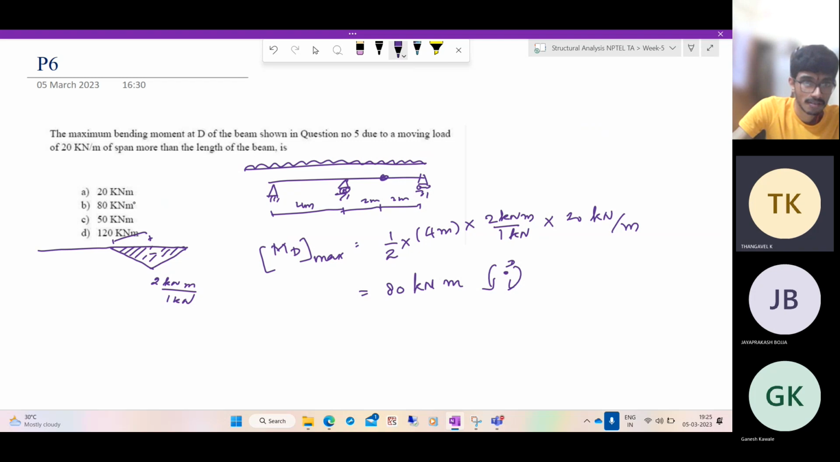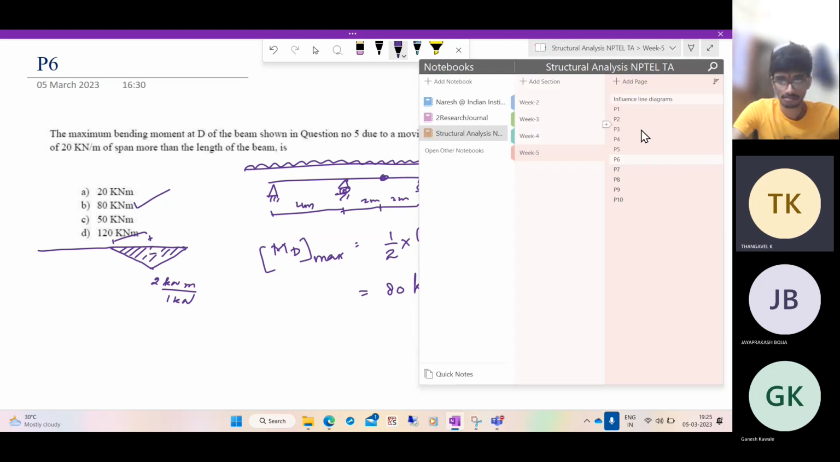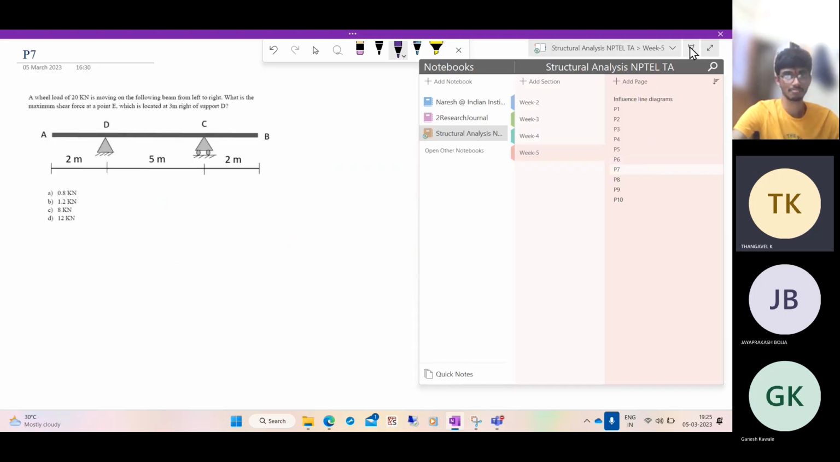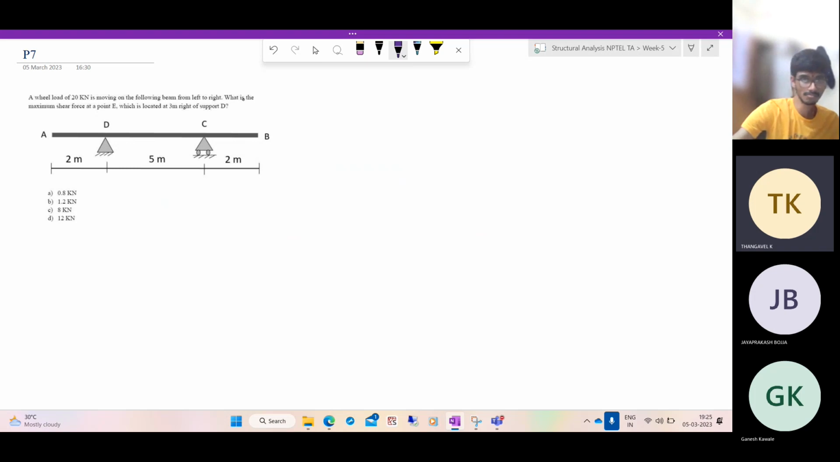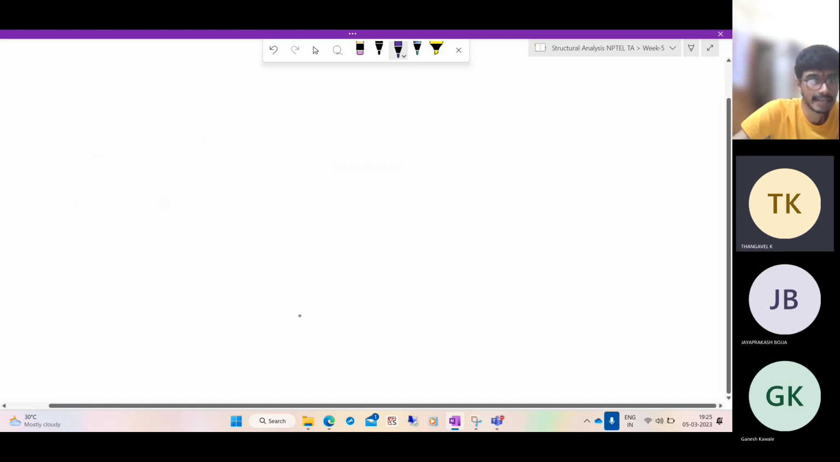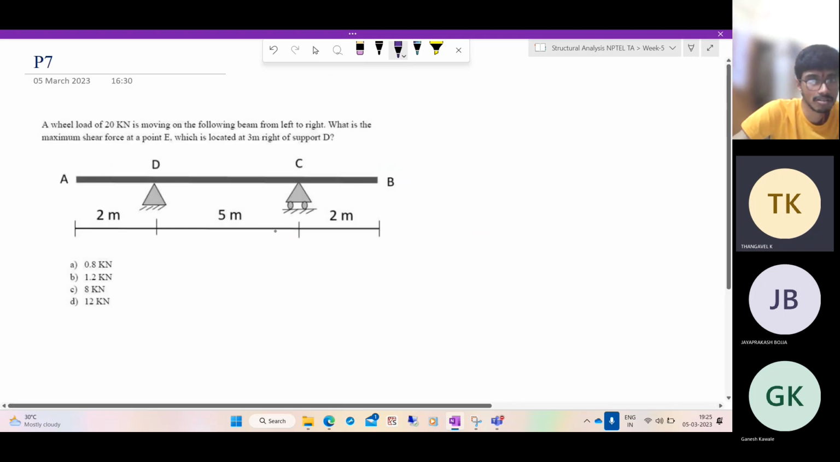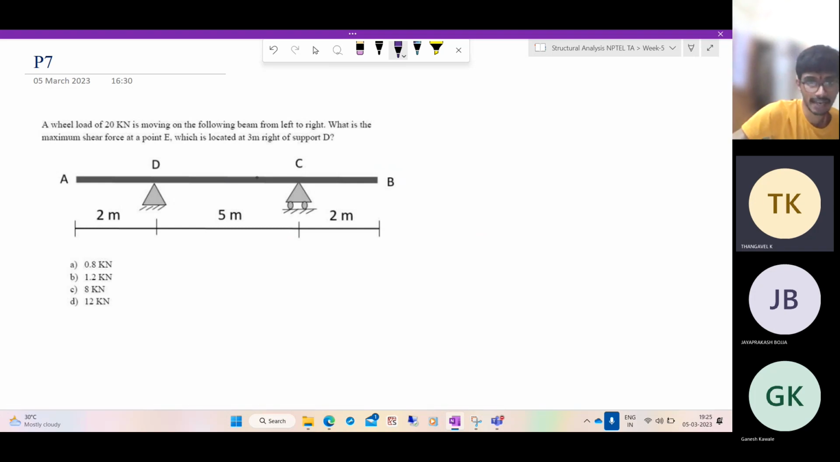So you get option B. Now let's go to problem 7. We have a wheel load of 20 kilonewton, which is moving on the following beam from left to right. What is the maximum shear force at a point E, which is located at 3 meters to the right of this support? So let us mark the point E first.